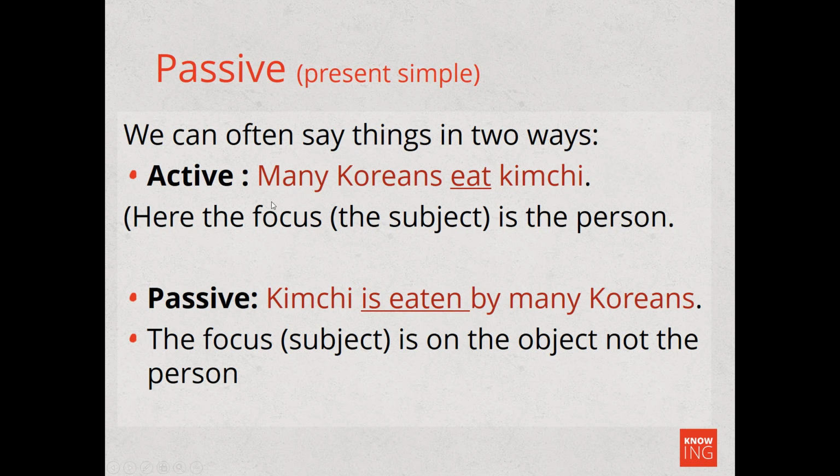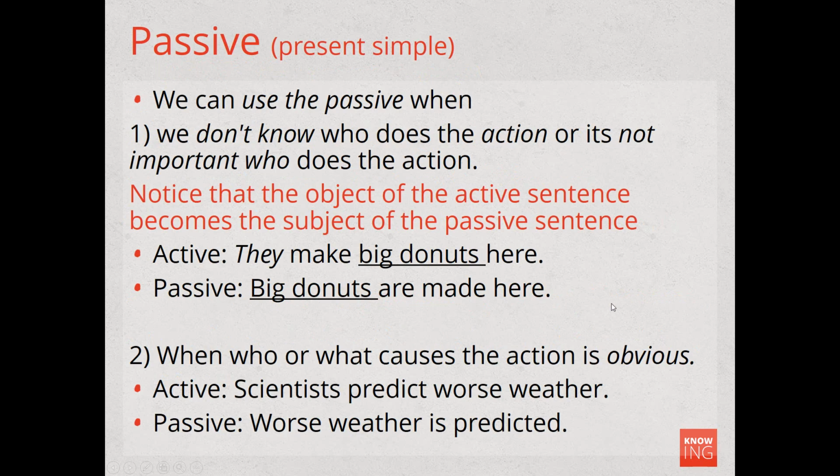So the first active sentence, for example, is: many Koreans eat kimchi. The focus is on the subject. So it's about the Koreans eating kimchi. The passive of that sentence would be to change the form of this structure and focus on the object, not the person. So: kimchi is eaten by many Koreans. We want to look at this kind of action. Okay, the action is the focus, not the people.